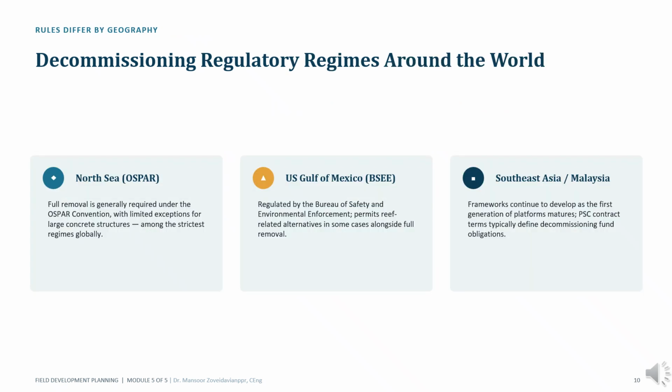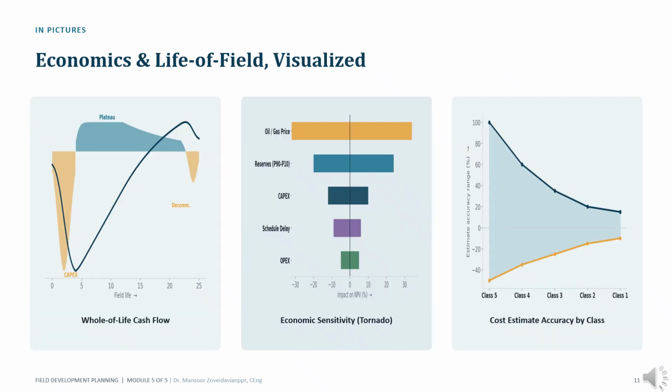Decommissioning requirements vary significantly around the world. The North Sea generally applies some of the strictest requirements, often requiring full removal of offshore infrastructure. The U.S. Gulf of Mexico incorporates alternative approaches in certain situations, including reef-related programs. Across Southeast Asia, decommissioning frameworks continue to evolve as offshore infrastructure reaches the end of its productive life. The important lesson is not the regulatory details themselves. It is understanding that decommissioning cost and obligation are highly dependent on jurisdiction and must always be evaluated within the local regulatory framework.